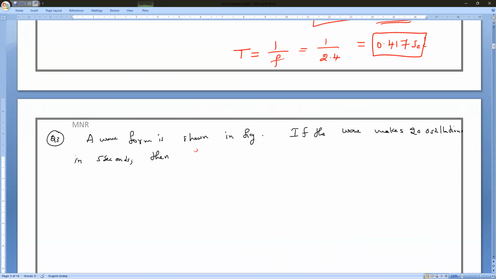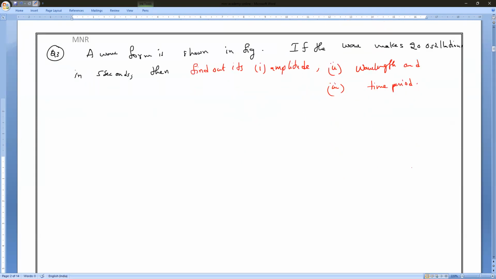Then find out its amplitude. From the figure you have to find the amplitude. What is the unit of amplitude? Meter. What is the unit of wavelength? Meter. And time period. So these are the things we can calculate. So now first let me draw the wave. All of you draw the wave.